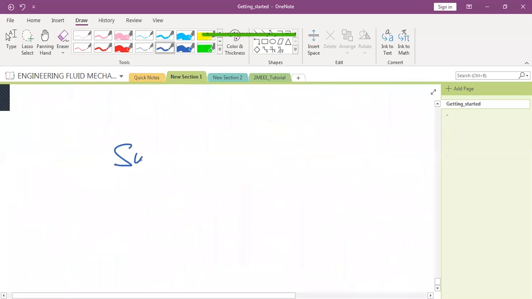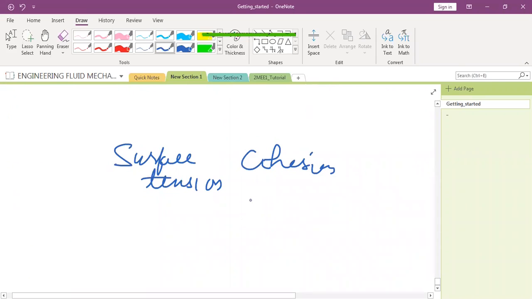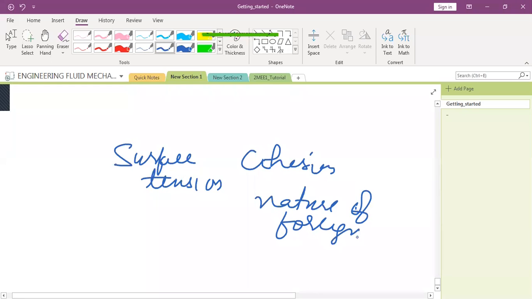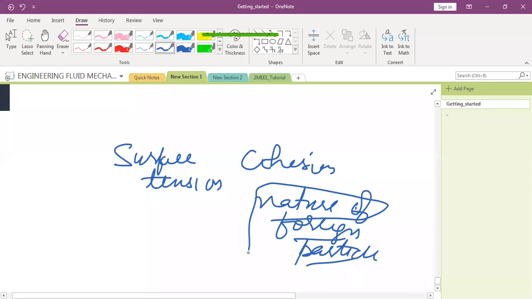So surface tension or cohesion force will also depend on the nature of the foreign particle. So please, this thing should be remembered. That's why we say soap reduces surface tension. So it does not mean any kind of other material will also reduce the surface tension. So that should be clear in your minds. Any doubts?